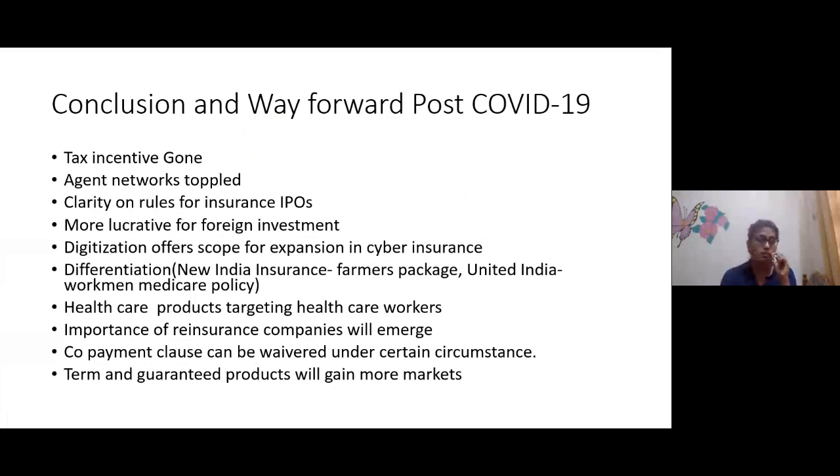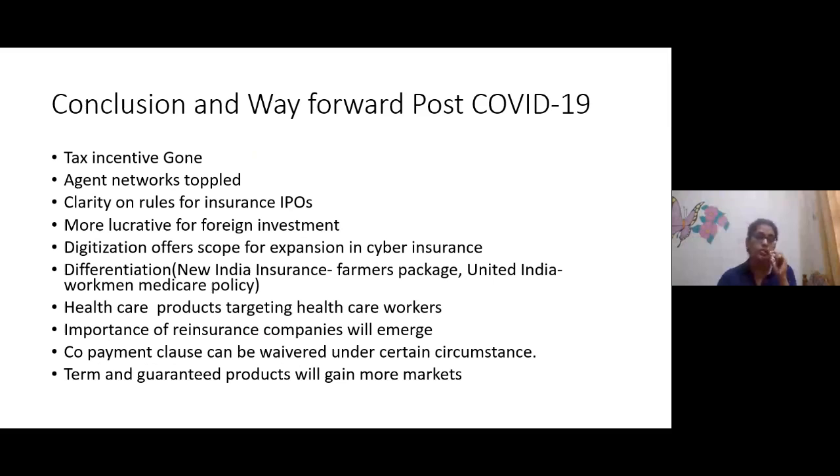Then, clarity on rules for insurance IPOs. This might not be a short-term measure, but over the long term, like the life insurance policies are given ahead at IPOs, maybe health insurance policies can also be allowed to resort to this in the future. They're more lucrative for foreign investment once it picks up. The extent of digitization that has happened in the last 3 months offers huge scope for cyber insurance. So that is a huge field that has opened up right now.